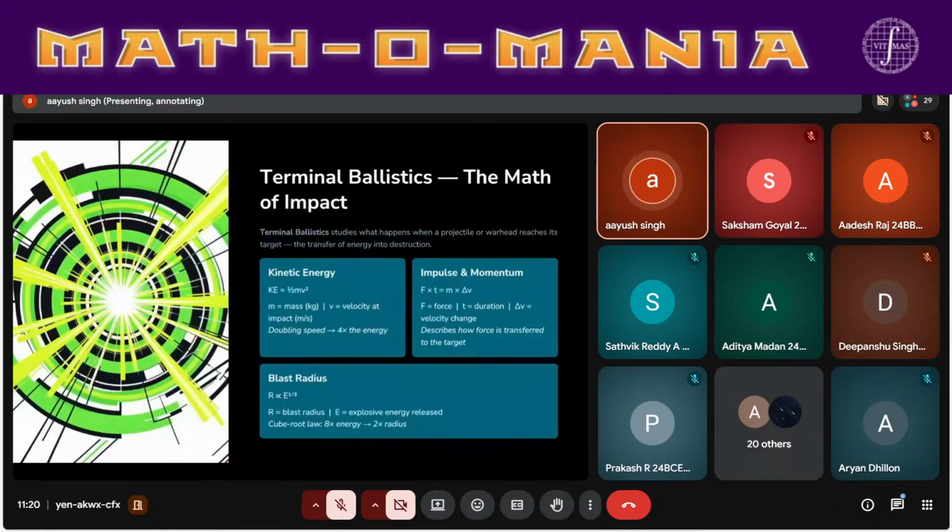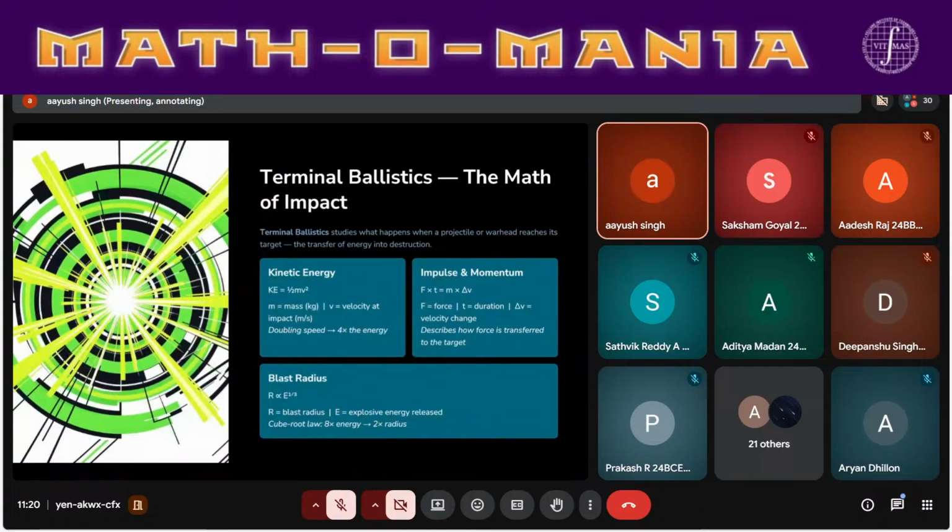Now let us see what happens when we hit the target. The maths behind it is known as terminal ballistics. It is the math of impact. It is essentially the transfer of energy into destruction, as we know that energy can neither be created nor be destroyed. Here we use mainly three types of energy.